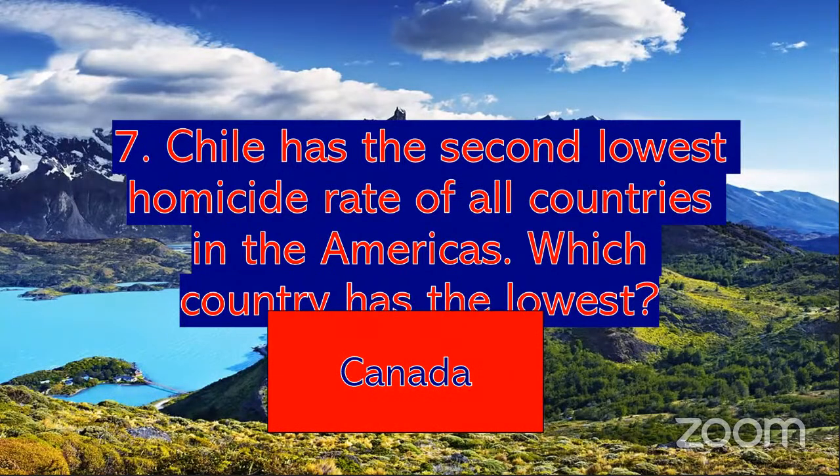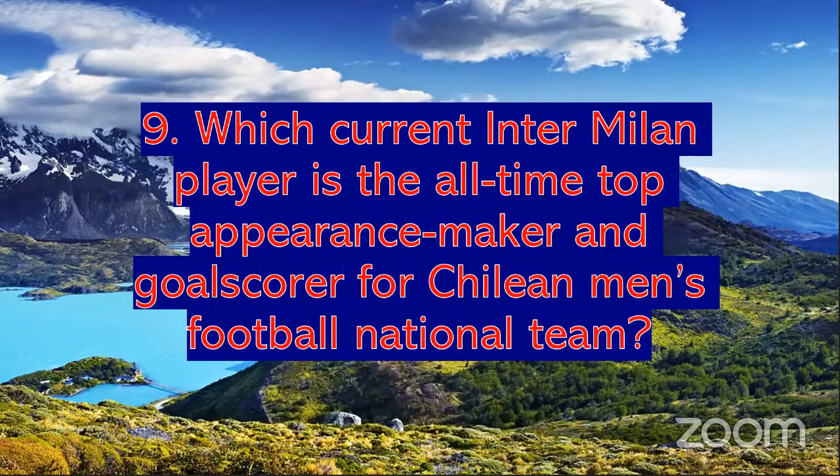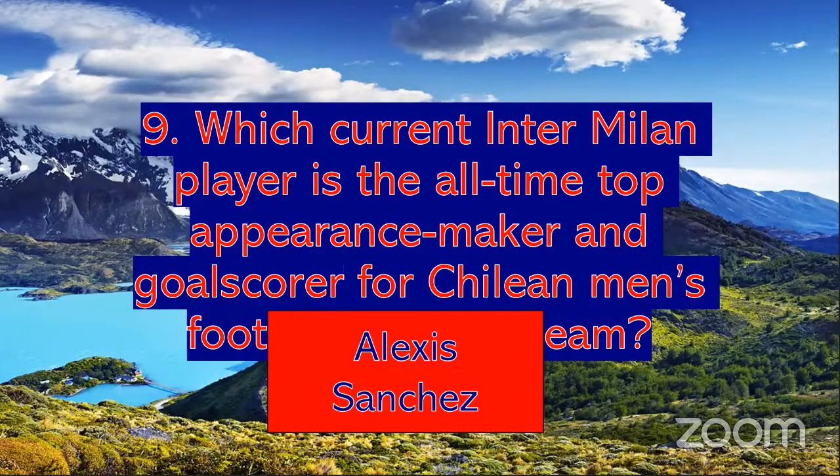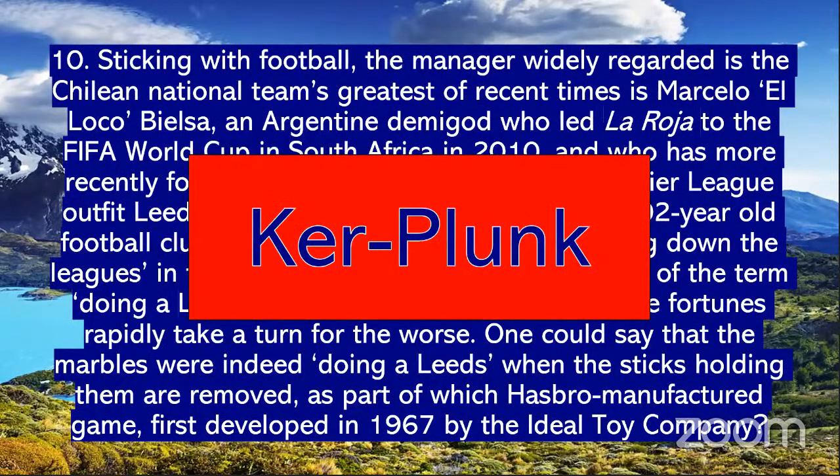This is, of course, Canada. Canada was the country that was lower. Next up was Santiago or St. James. Next up was, of course, Alexis Sanchez. And then, of course, as always, it was Kaplank.